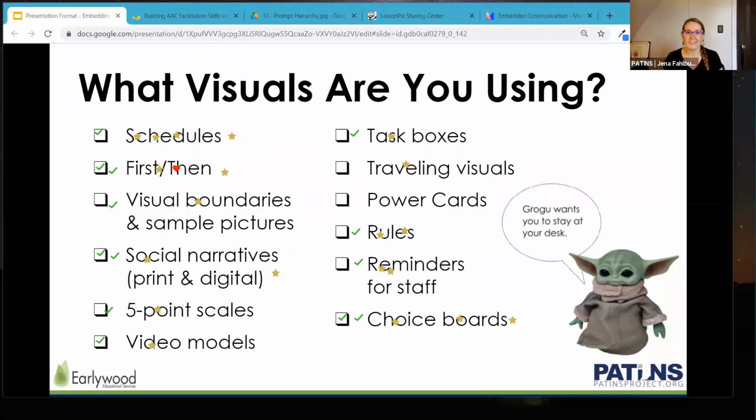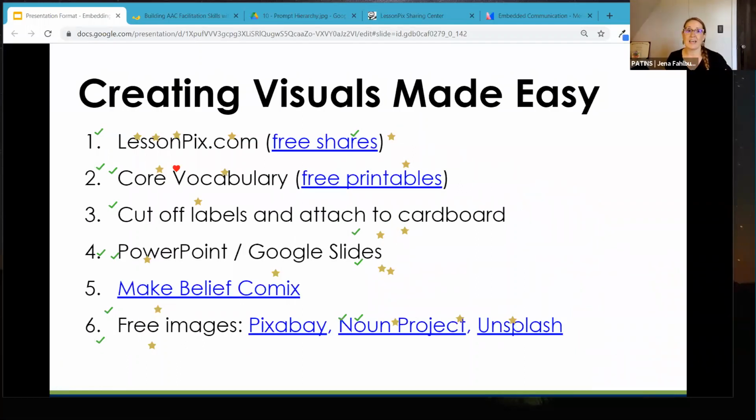Yeah. Love it. We share here a resource with 6 different ideas for creating visuals, very simply and easily, because sometimes we need them on the fly. Other times we have a little more time to create them. So I share firstly, lessonpicks.com has free shares available. Otherwise, Lesson Picks is $36 a year. I don't work for Lesson Picks or anything. It's just one of those resources that I like, the free share, and it's so affordable for most school districts to provide that for you.